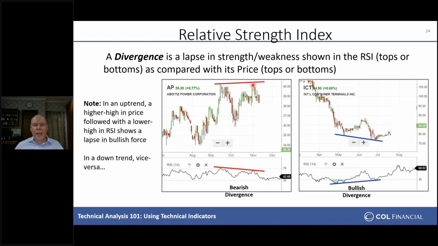When you see a higher high in your price, just like this, and you don't see a higher high or the same high in your RSI, that tells you that upward momentum has shown a lapse in its strength and that a potential wider correction may be coming. Look what happened after this divergence had taken place. The stock went right through the floor and fell quite horrendously.